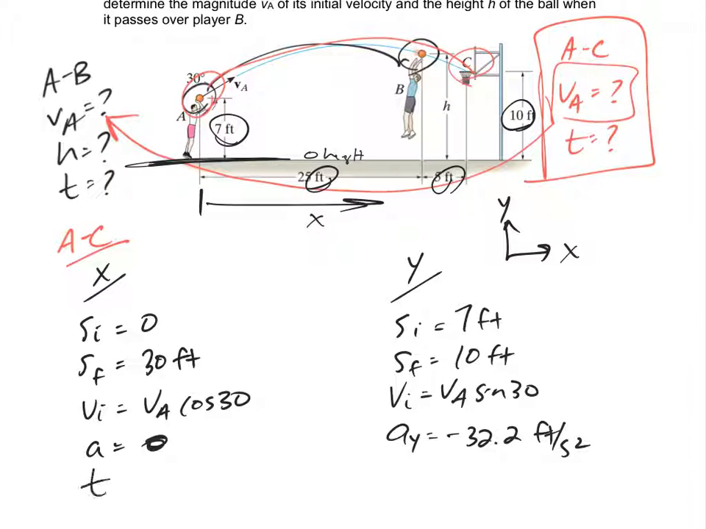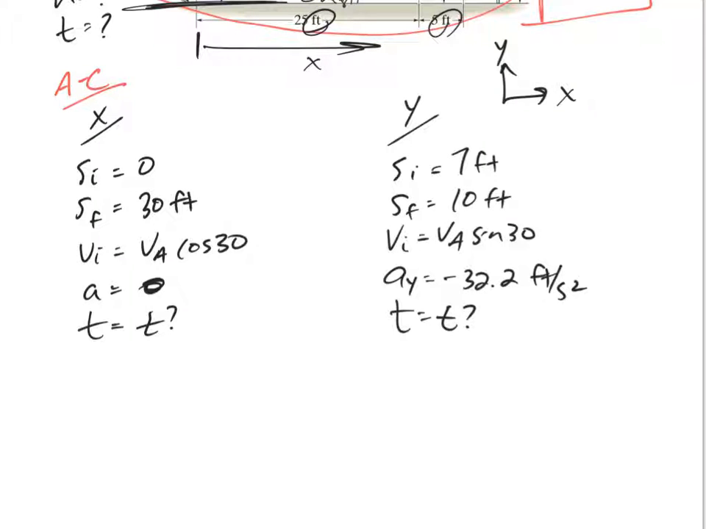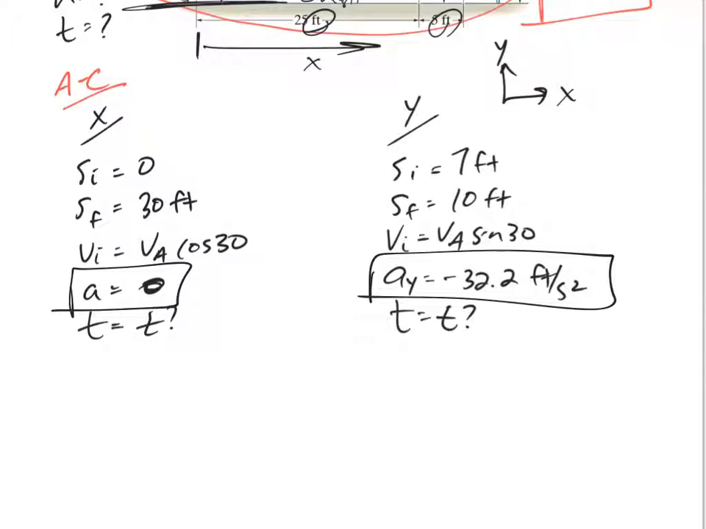What else do I know, or maybe I don't know? I don't know the time, but I do know that the time in the x direction is the same as the time in the y direction. So I just rewrote everything I knew. Let me use my equation. For both of these, it is a constant acceleration, right? In the x direction, it's constant acceleration, 0. In the y direction, it's constant acceleration of 32.2 feet per second squared down.